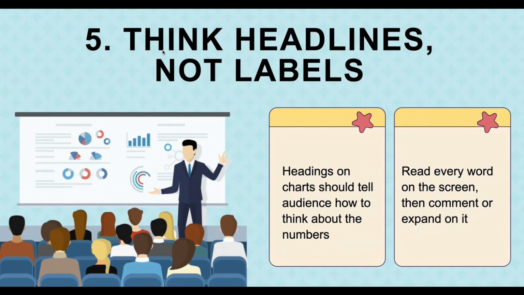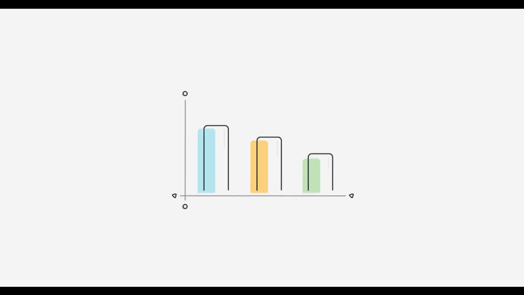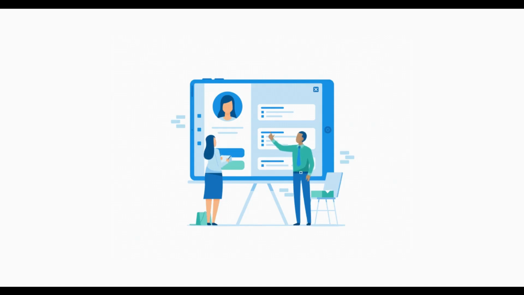Okay, then let's also just read these points here. Headings on charts should tell the audience how to think about the numbers. Very important. There are a lot of slides with charts, graphs, diagrams, but those diagrams should be well explained. If your diagram is not well explained and you are using a poor labeling technique, people will again get bored. They will not know how to make sense of your numbers. So you should better label them as proper headlines, saying what these numbers represent.